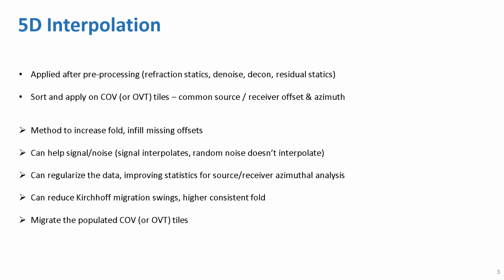You can also regularize the data to keep all of the offsets similar and all of the source-receiver azimuths similar throughout the volume. That can help if you're doing azimuthal analysis for anisotropy parameters. Migration swings are common in Kirchhoff land surveys. Well, after 5D interpolation, you can have reduced migration swings, and that's because you have higher, consistent fold everywhere. After 5D interpolation is complete, you have these populated COV or OVT tiles. You migrate each tile individually for a pre-stack time or depth migration.